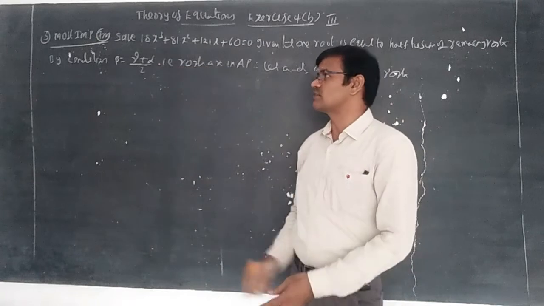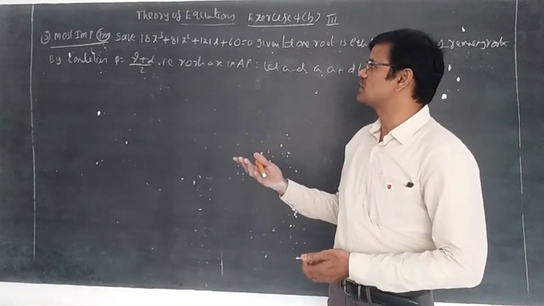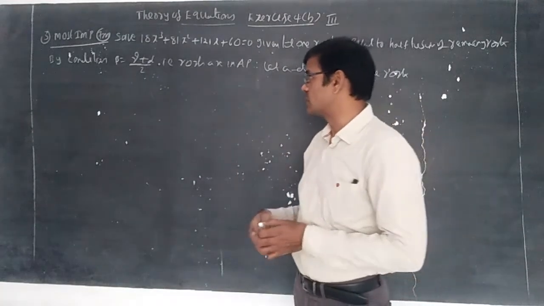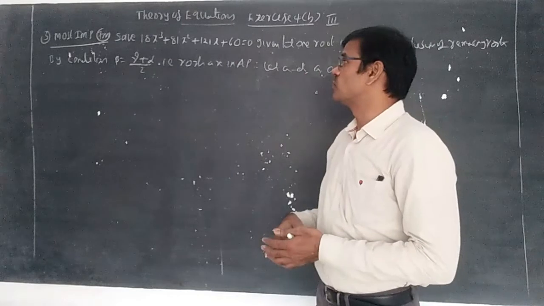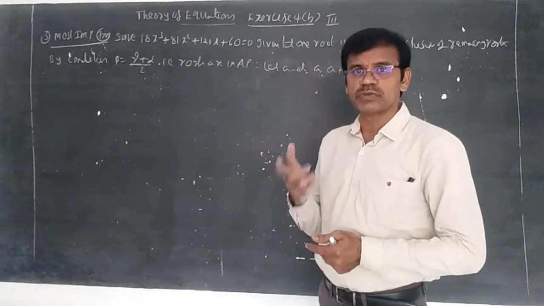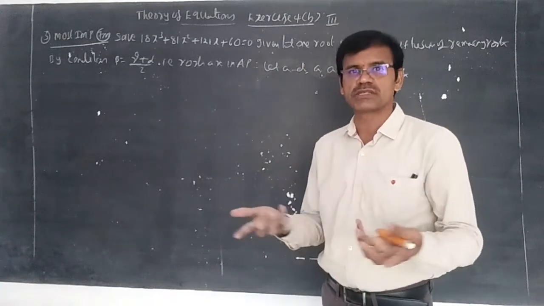S1 is equal to minus 81 by 18. Minus 81 by 18 becomes minus 27 by 6, minus 9 by 2. So put there instead of gamma plus alpha you can put 2 beta, then 2 beta plus beta, 3 beta. 3 beta is equal to minus 9 by 2, beta is equal to minus 3 by 2.